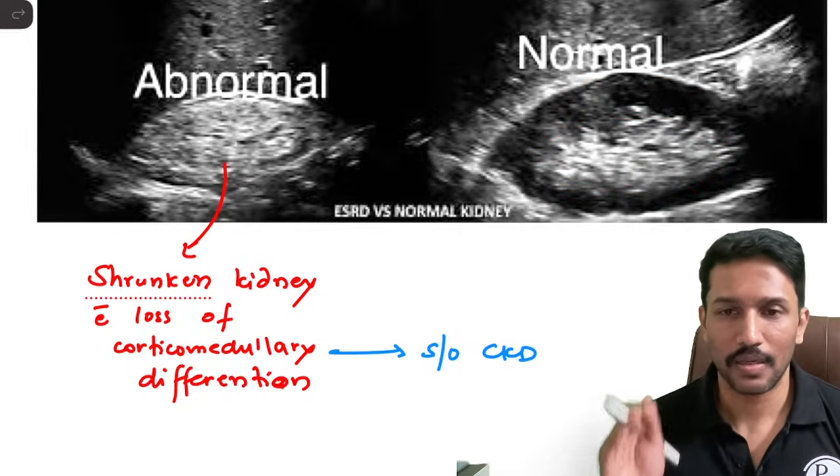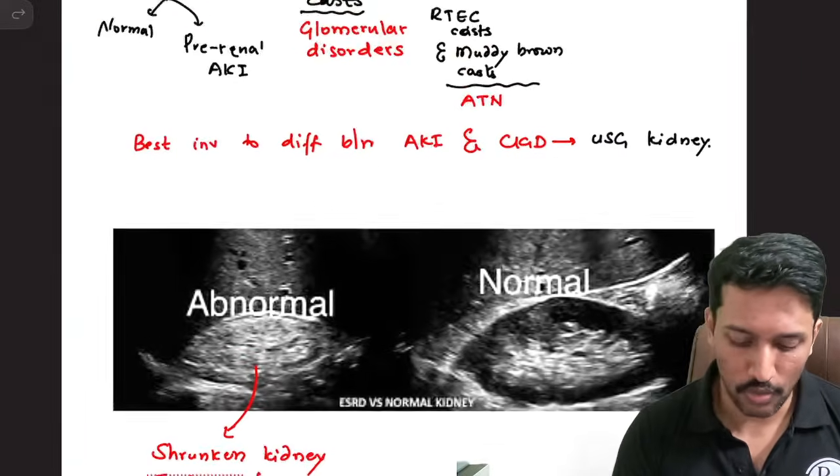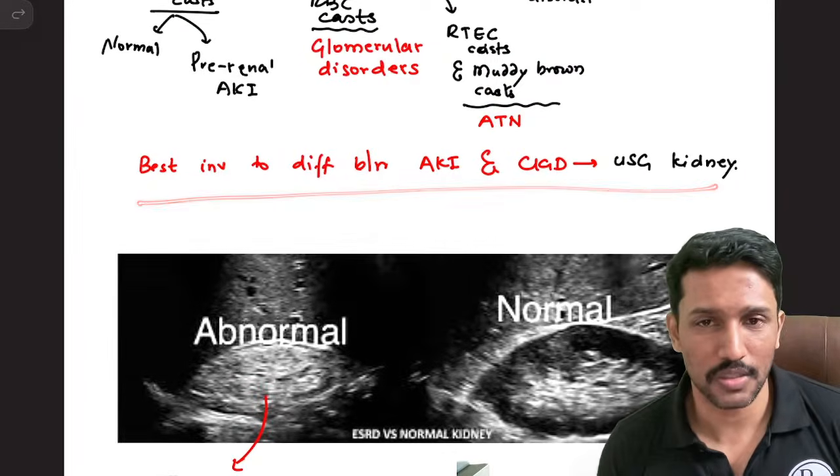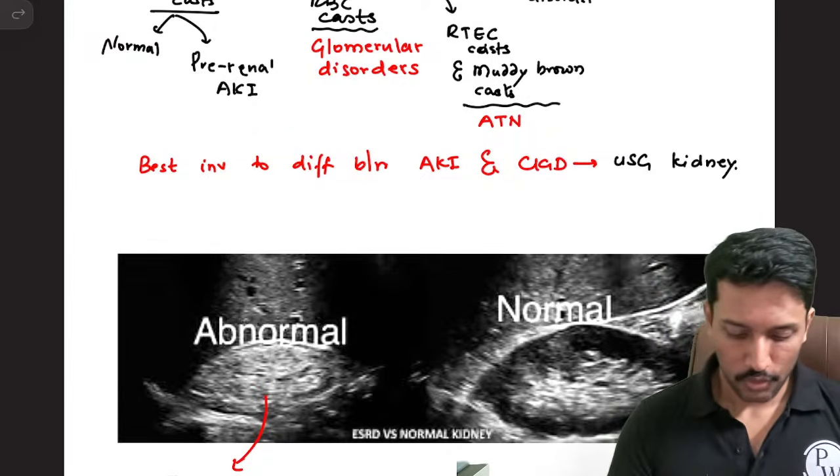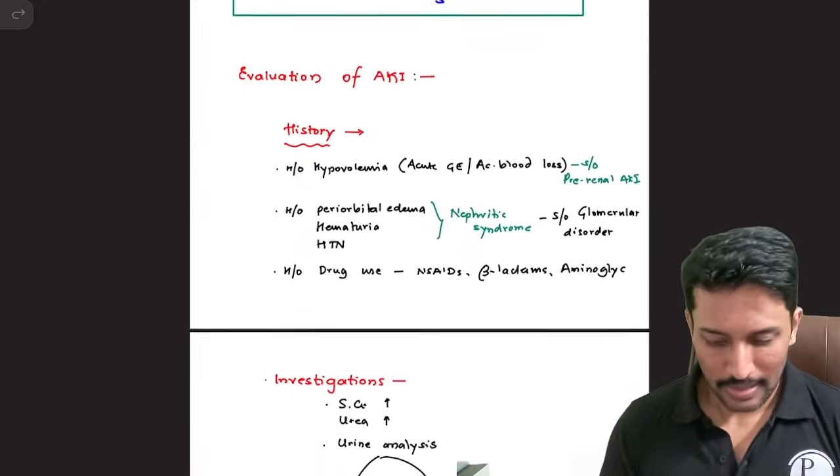It is not likely to be CKD, right? So if your teachers during viva ask you what is the best investigation to differentiate, you can say ultrasound of the kidney. Okay, so that completes our evaluation of AKI.